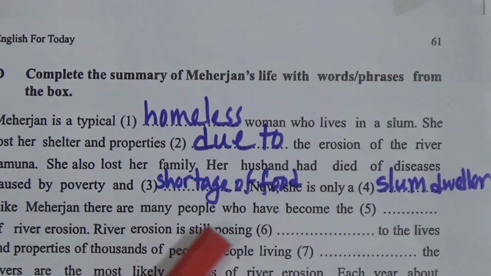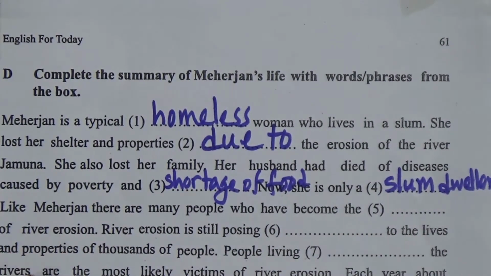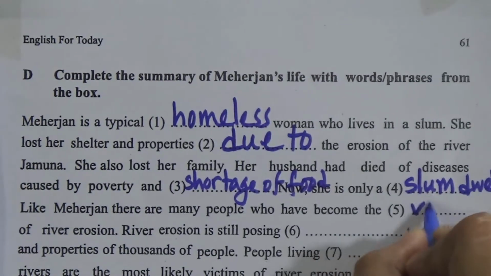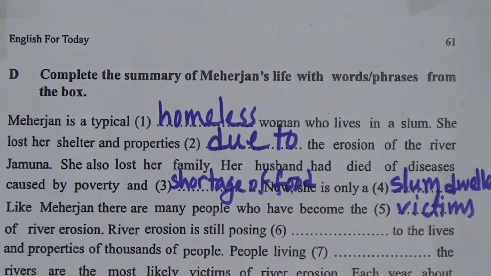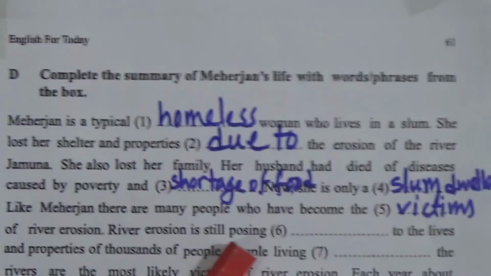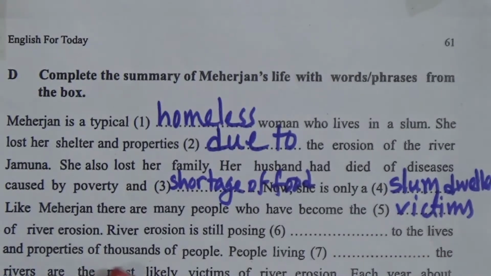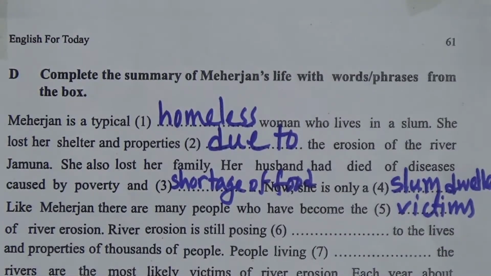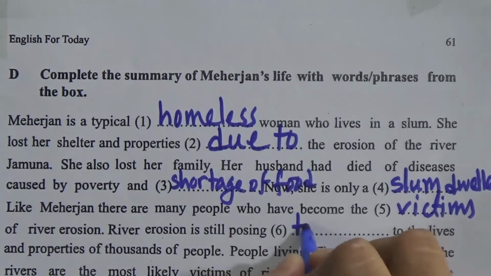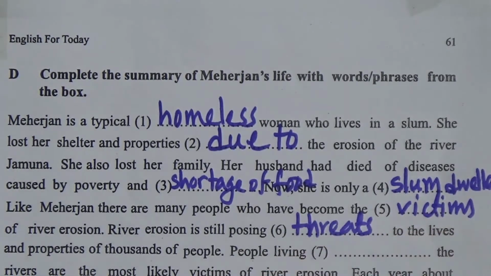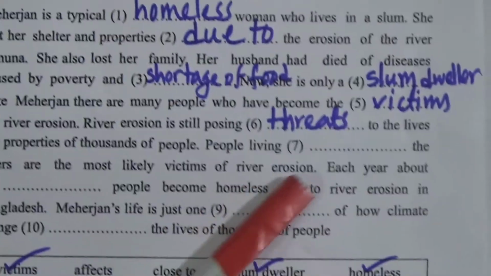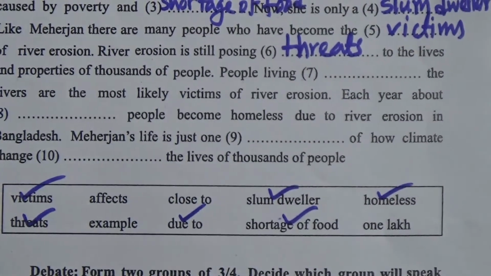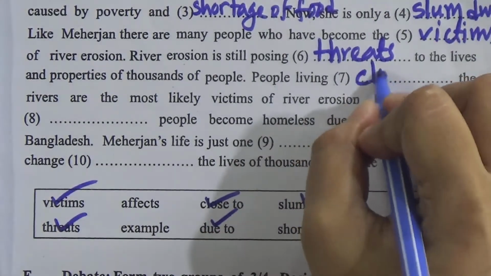Like Meherjan, there are many people who have become the dash of river erosion. So who have become the victims of river erosion. So number 5 will be victims. River erosion is still posing dash to the lives and properties of thousands of people. So it is still a threat to the people who live near the river. So it will be threats. Then people living dash the river are the most likely victims of river erosion. That means the people who live near or close to. So number 7 will be close to.